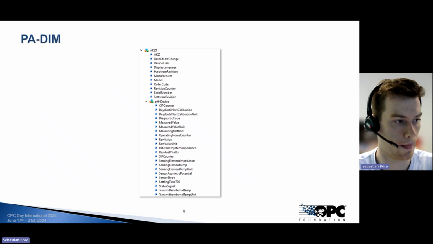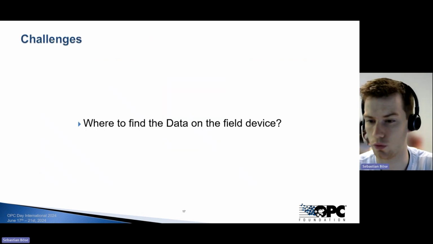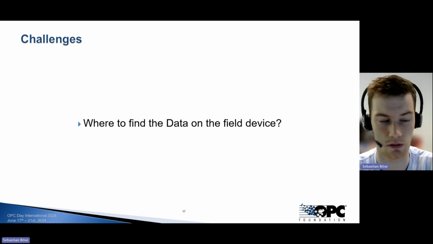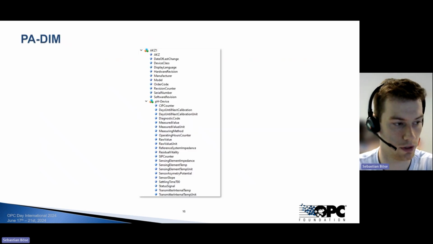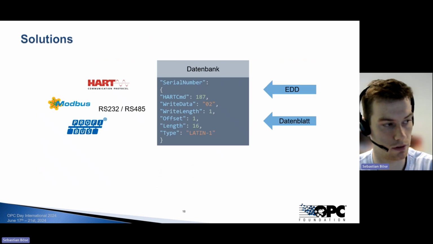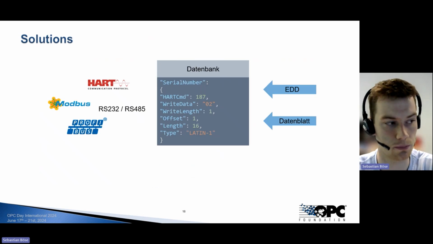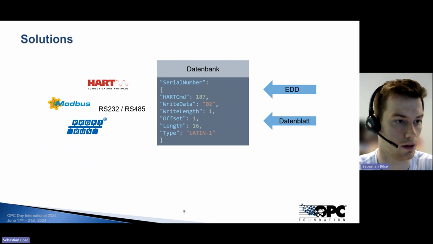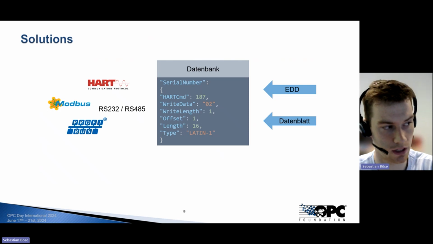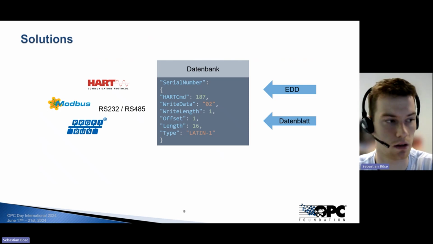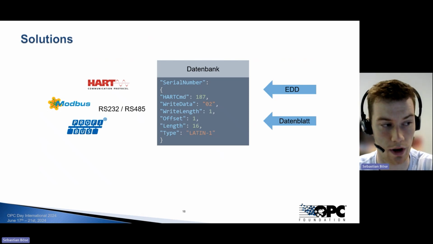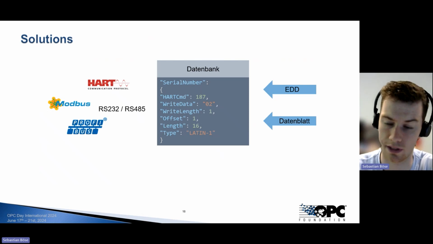And how to do that, the main question here, is where to find the data on the field device. So like I said, I'm going back again. For example, where to find this raw value, where to find the operating hours counter, and so on. What we did is, for these existing field device protocols, we created a database where we put all the information in. For example, I've put it in here for a HART command. If you want to access the serial number, we need to know which HART command we need to send, which write data, which write lengths, and so on. So all the things we send to the field device.